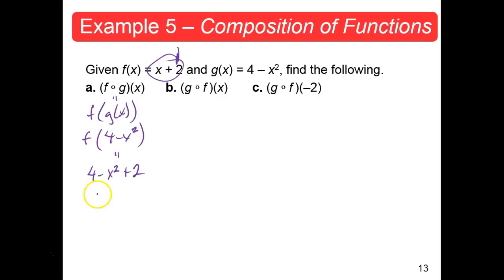Okay, negative x squared plus 6. If you want to turn it around, you can certainly do that. 6 minus x squared would be just as good. Good. Now, can you do g composed with f? What would be the definition of that? g composed with f. What would be that definition?